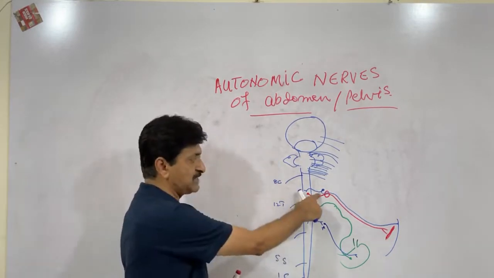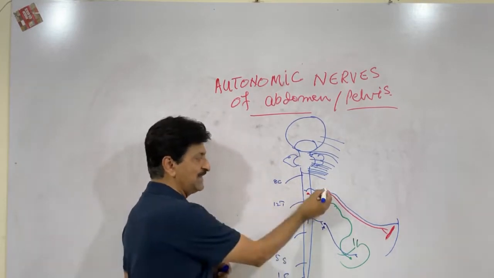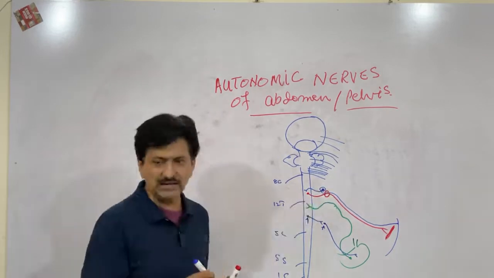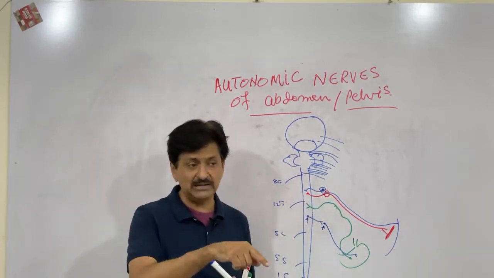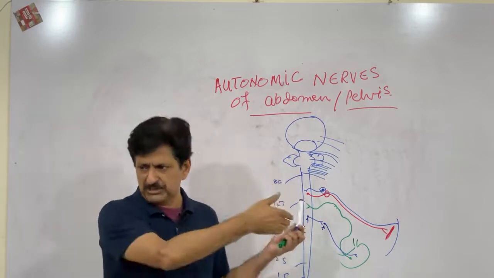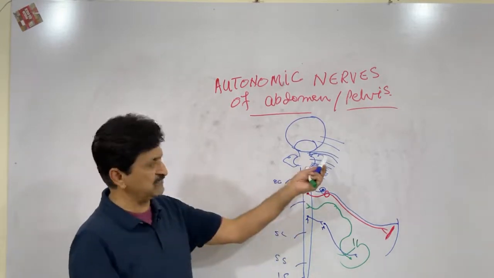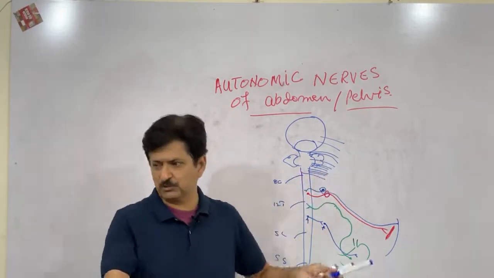Actually, ganglion was this also. But this ganglion was sensory. This is sensory ganglion, sensory root ganglion. Incidentally, it is on the posterior root, but not always will it be on the posterior root. In the cranial nerves, we don't have posterior roots.